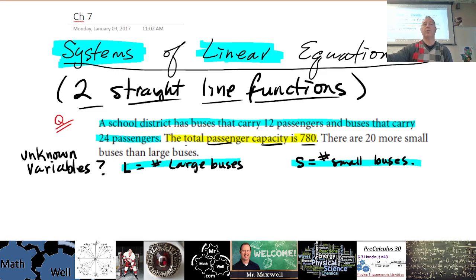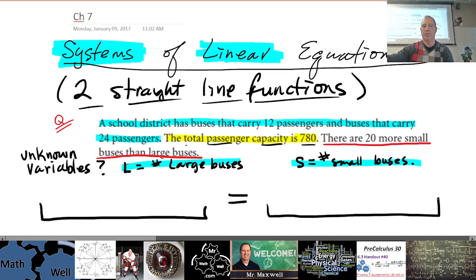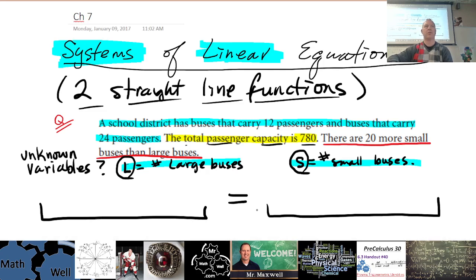Now I'm going to go one step further and highlight the third sentence, because this actually is the easiest one to start with. There are 20 more small buses than large buses. I think the easier equation to start with is that last sentence. It gives us some information on one of the equations. If I wanted to make an equation, something equals something else, how could I use these variables and this last sentence to create our first equation? Any ideas? How do I represent an equation with that information?